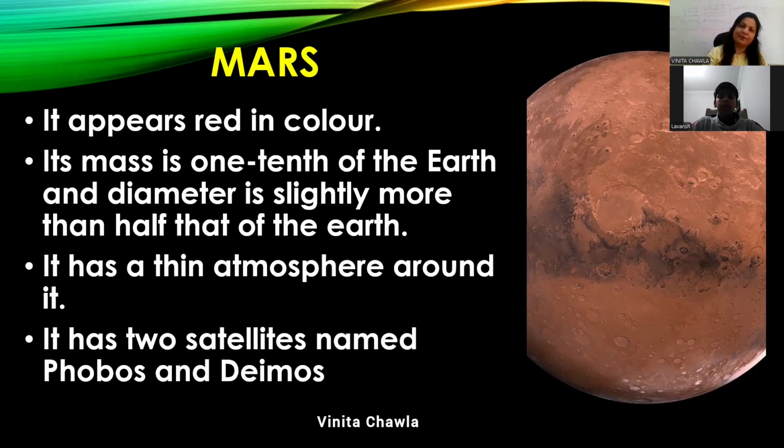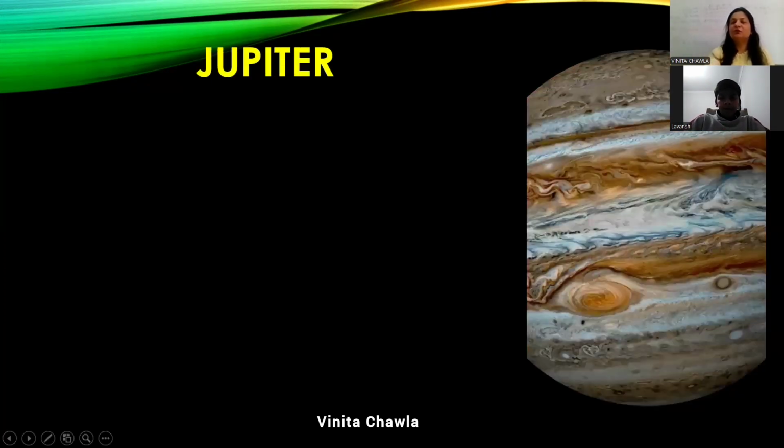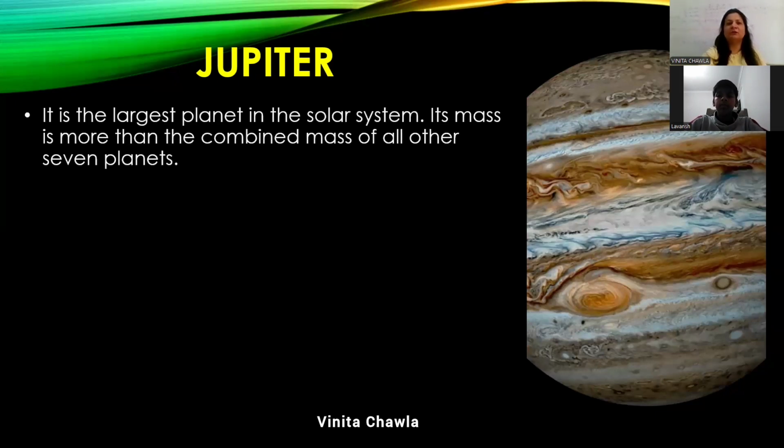Okay. Next planet is Jupiter. See, Jupiter is the largest planet of all. We have 8 planets in our solar system, and out of 8 planets, this is the largest planet. It is called Brahaspati in Hindi. The mass of Jupiter is more than the combined mass of all other 7 planets that we have in our solar system. Means if we combine the mass of all the 7 planets other than Jupiter, then Jupiter's mass is greater than the combined mass.